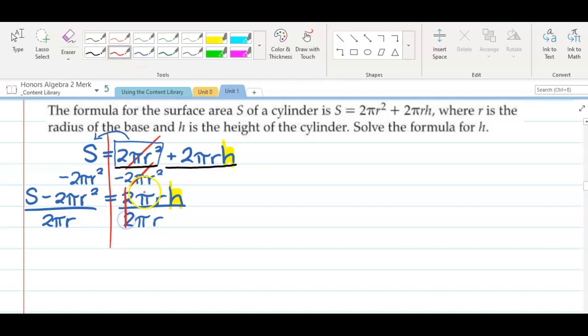The 2's cancel, the pi's cancel, the r's cancel. On the right side, I have just h, which was my goal. And on the left side, I can't simplify this. So I have s minus 2 pi r squared, all over 2 pi r.